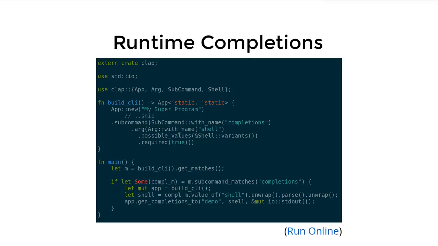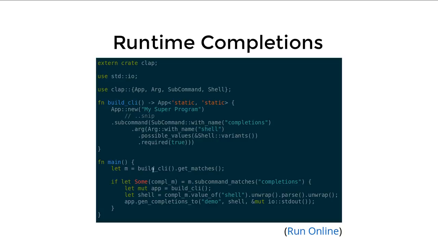All they do there is they have their regular CLI, but then they also have a subcommand called completions with a single positional argument, index 1, called shell. And it only takes the possible values of those shell variants. So this way they always stay up to date with all the shells. If we add another shell, they'll get that. And then saying it has to be used.